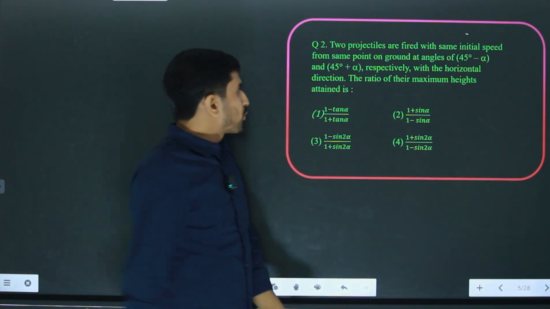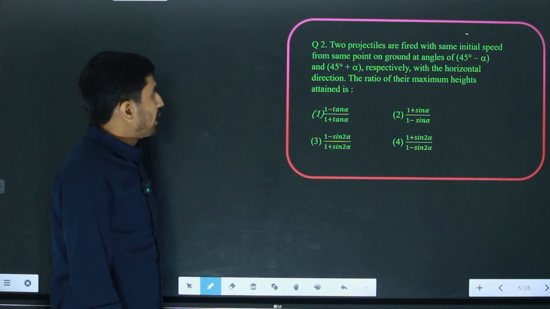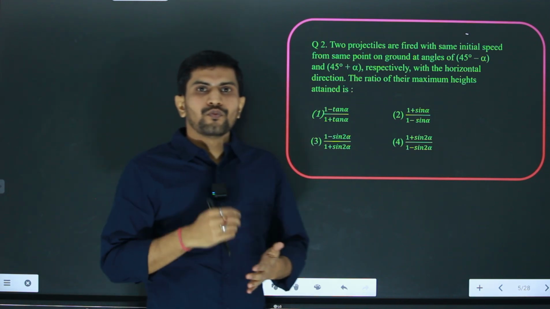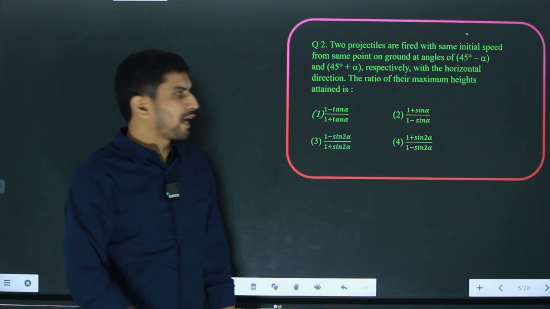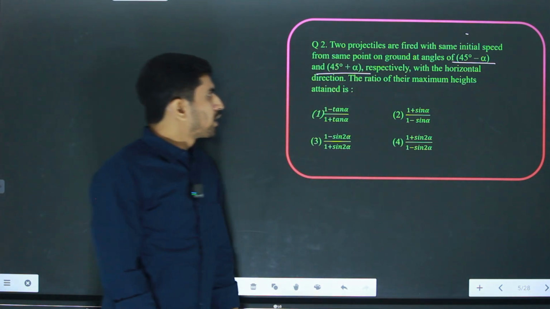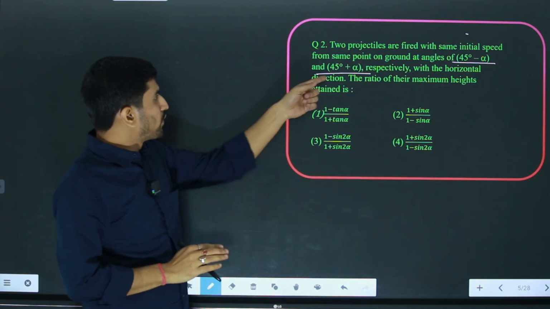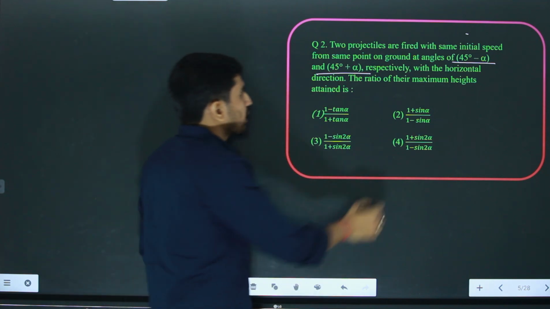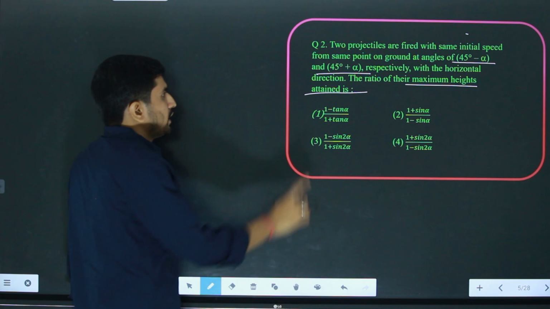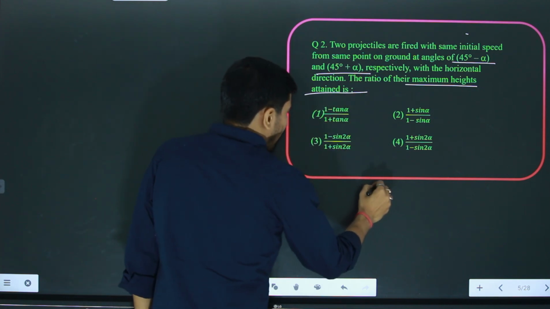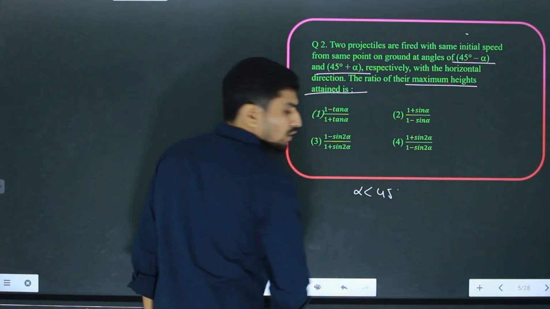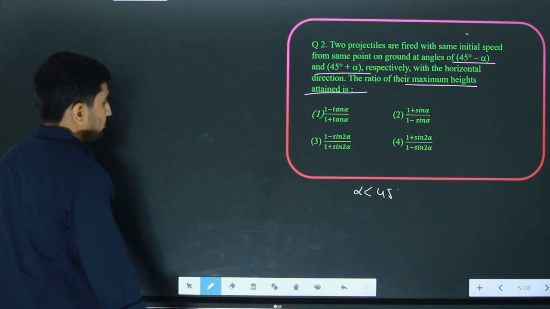Now this question belongs to projectile motion in mechanics. It talks about two projectiles, both projected with the same velocity but at two different angles, 45 minus alpha and 45 plus alpha, with the ground, and we are supposed to calculate the ratio of their maximum heights. Here in this question we can assume that the alpha given is less than 45 degrees.